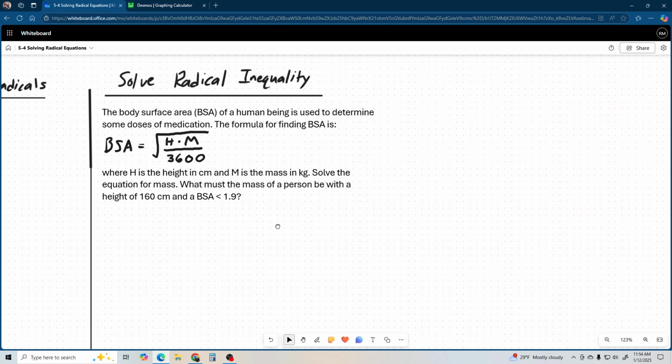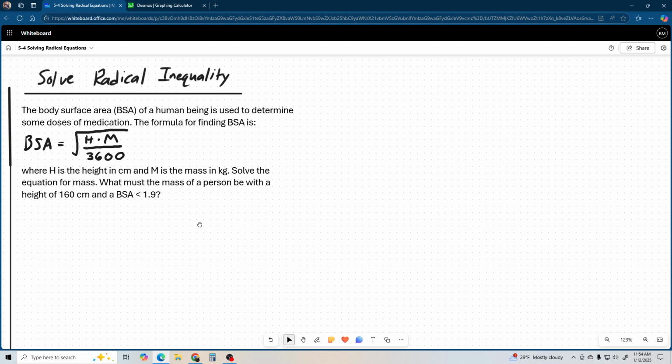All right, last problem. Solve a radical inequality. The body surface area, otherwise known as BSA, of a human being is used to determine some doses of medication. The formula for finding BSA is this: BSA equals the square root of h times m over 3600, where h is the height in centimeters and m is the mass in kilograms. So it's the height times the mass up there.